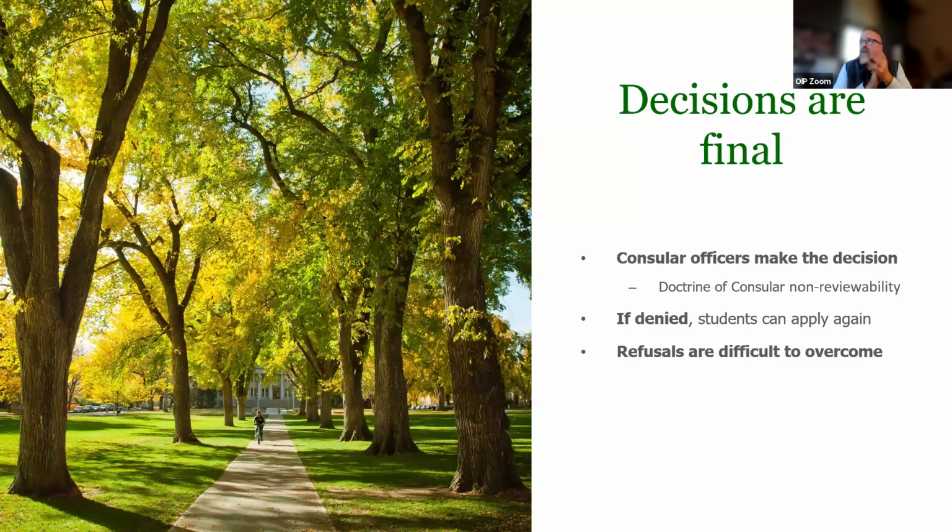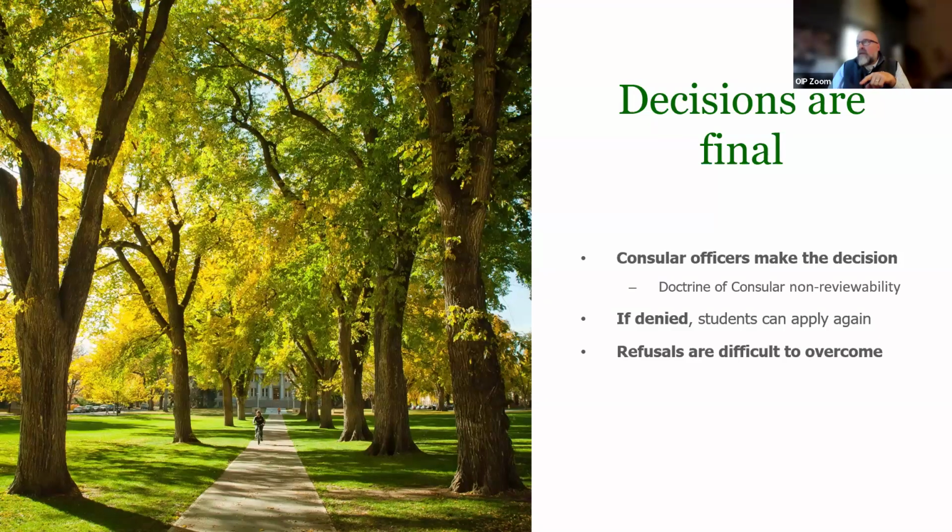So again, all decisions are final. So consulate officers, they do make the final decision like we mentioned. And when it's made, it cannot be overturned even by the officer's supervisor. And this actually is known as the doctrine of consular non-reviewability. So that means that their decision is final. So if denied, students can apply again. However, the chances of another denial become incrementally higher.